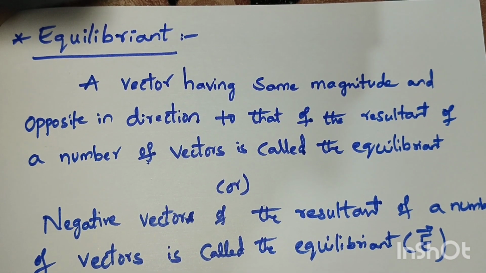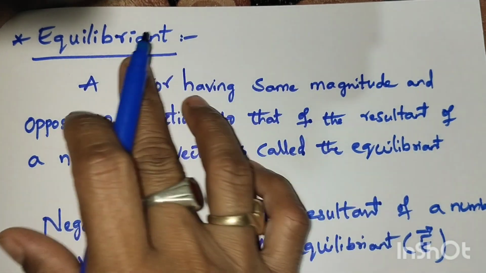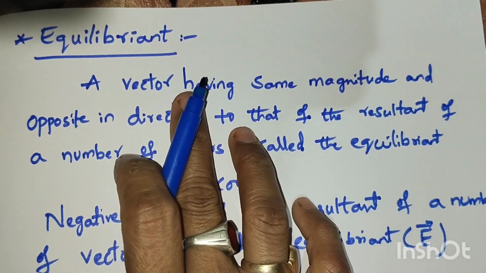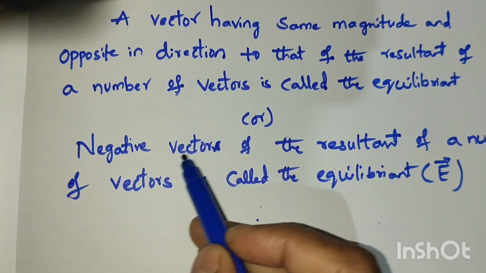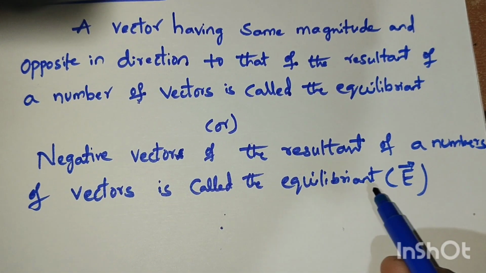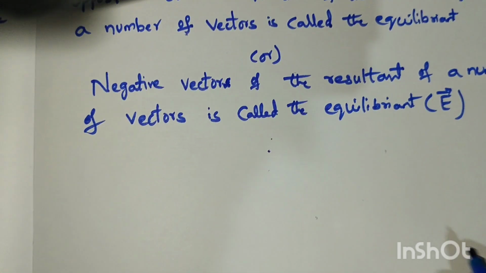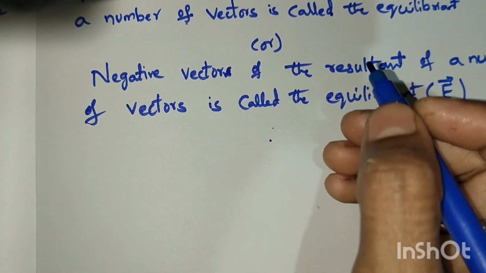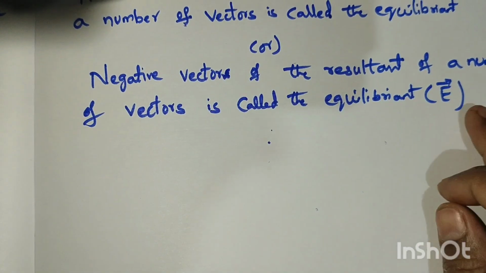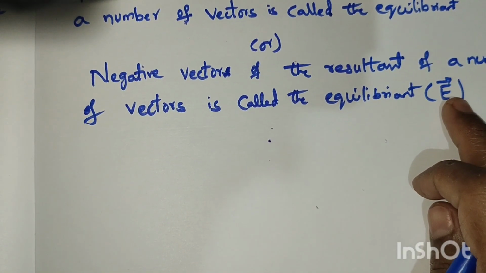Today we are going to discuss two topics, that is equilibriant and Lami's theorem. So what is meant by equilibriant? It is the negative vector of the resultant of a number of vectors, and it is called equilibriant. By a simple example you can easily understand what is meant by equilibriant. Equilibriant is denoted as E bar.